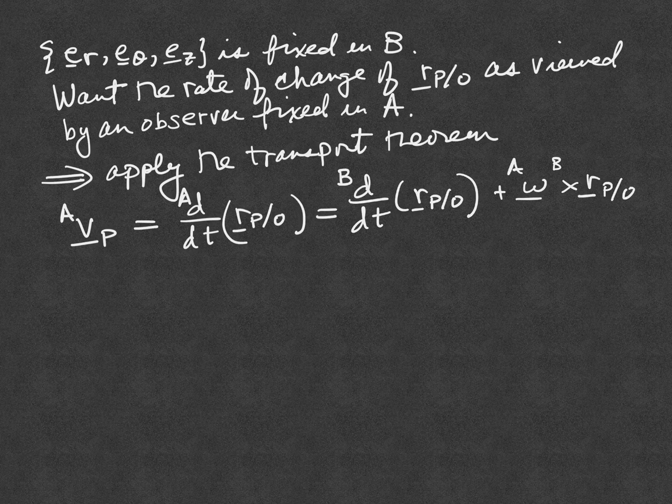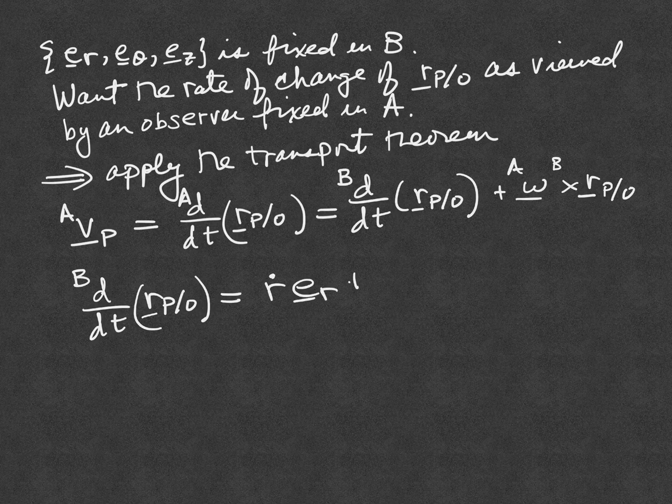Now let's go ahead and compute all these quantities. The rate of change in frame B of the position of P relative to O is equal to R dot ER plus Z dot EZ. Because again, the basis ER, E theta, EZ is fixed in frame B, and therefore the rates of change of the vectors ER, E theta, EZ in frame B are all 0. So the only thing that changes when I'm taking the rate of change of the position of P relative to O in frame B is that the components change with time, which means that their rates of change are not 0.